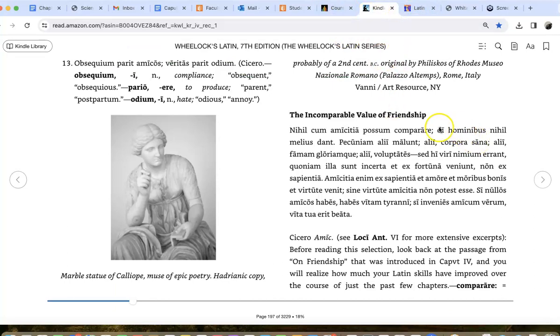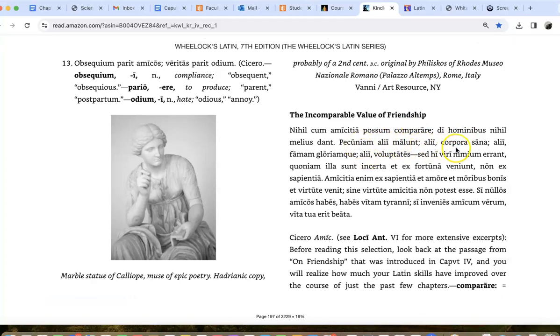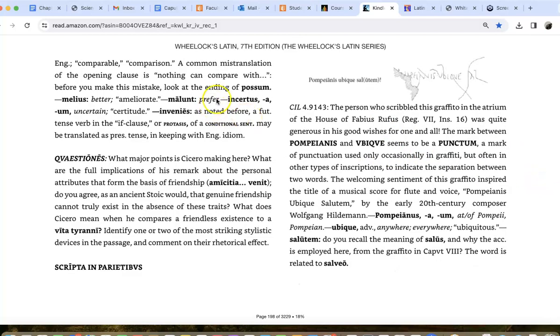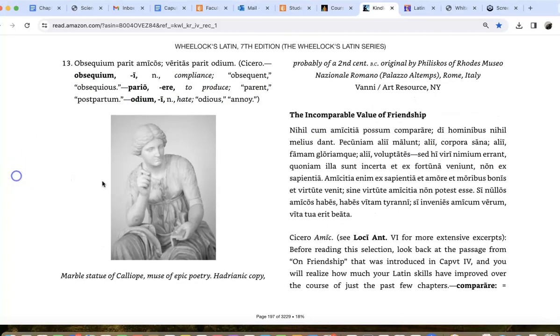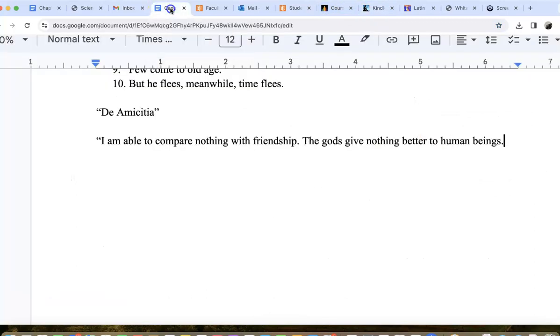Homo sapiens. Okay. Some prefer money, others a healthy body, others fame and glory. So notice how this verb sort of is implied in these other clauses. So some prefer, because malunt means to prefer. I think they glossed that for you. Yeah, so they give you that right here. So some prefer money. So I'm going to write that out here.